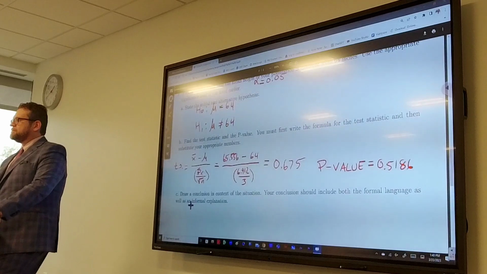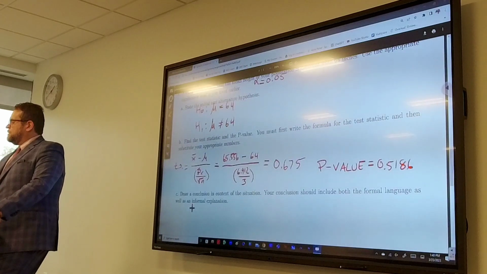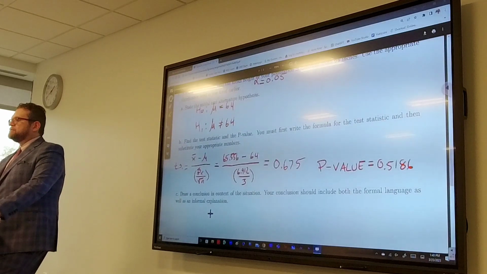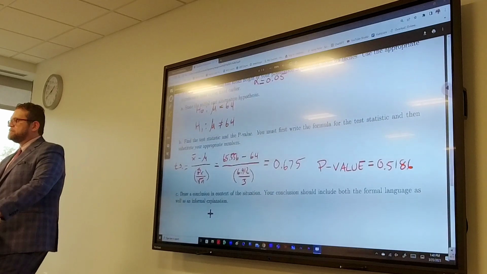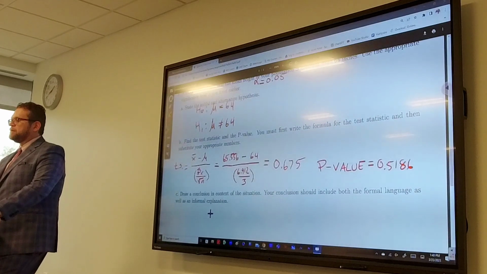So the p-value is greater than the level of significance, greater than the alpha, which means you fail to reject, because that's the probability of you being wrong if you were to reject. So you fail to reject it.